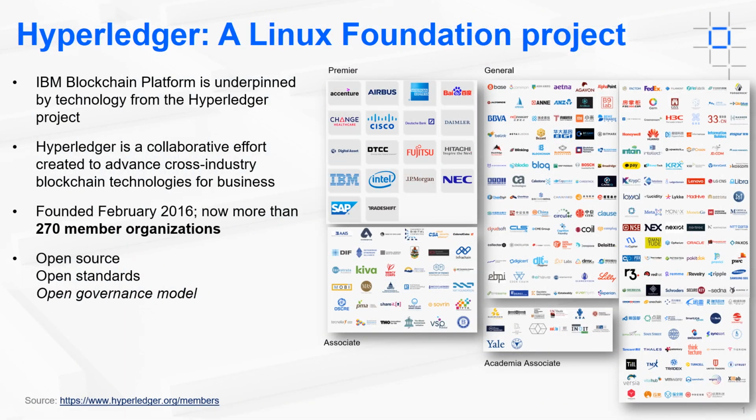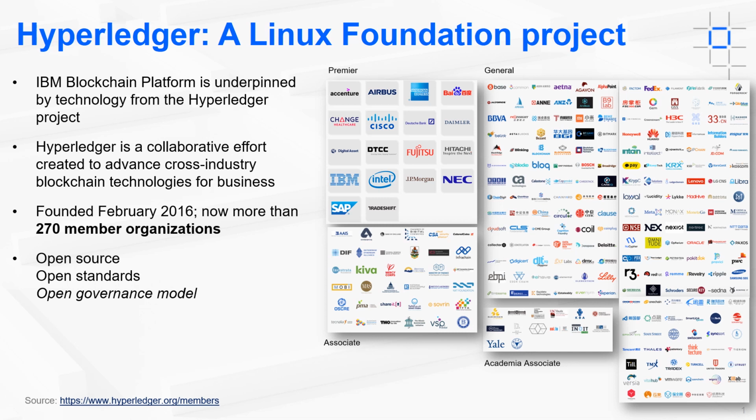Hyperledger is a project under the Linux Foundation. It's an open source project which got conceptualized sometime around December 2015, so it's pretty nascent, right? It's a collaboration effort created to advance cross-industry blockchain technologies, particularly for business. It is open source, open standard, and has an open governance model, which makes it fit for enterprise consumption.